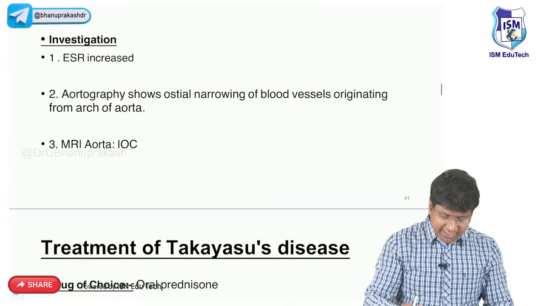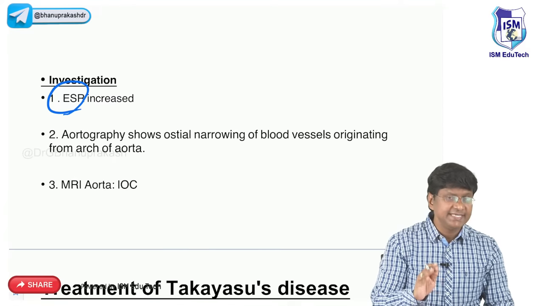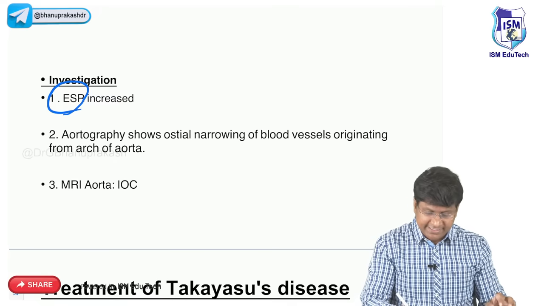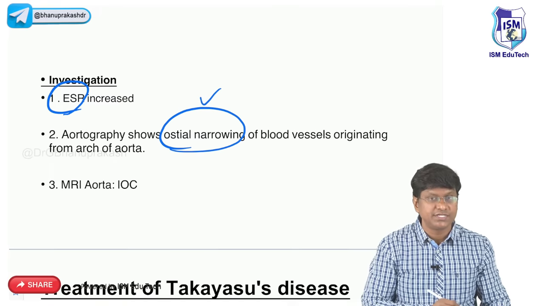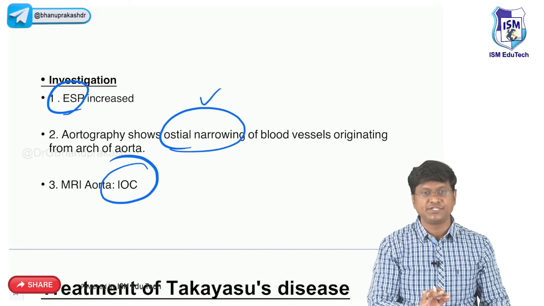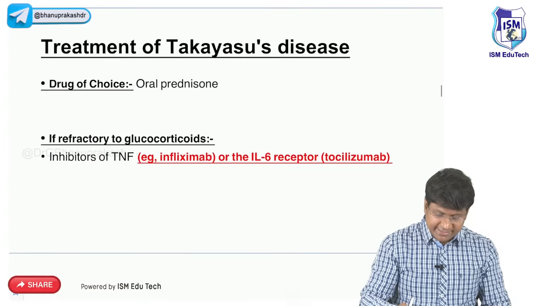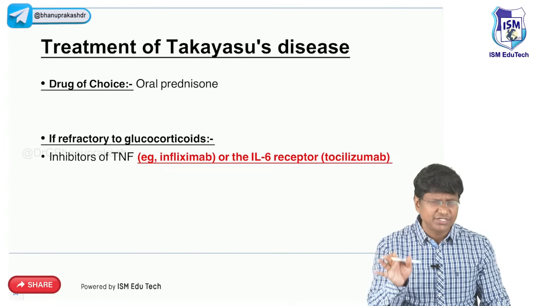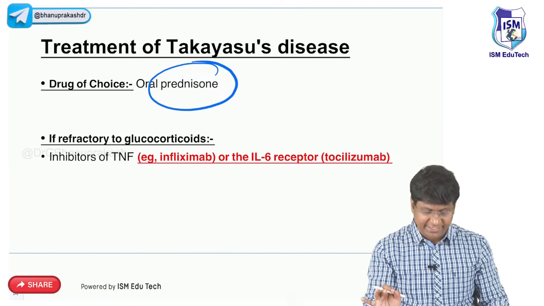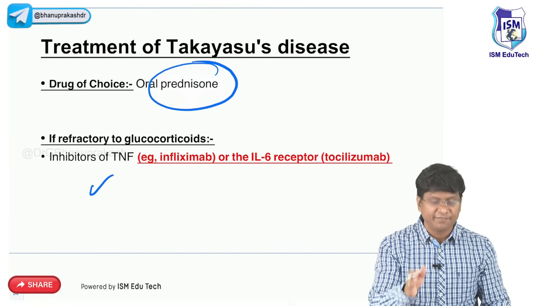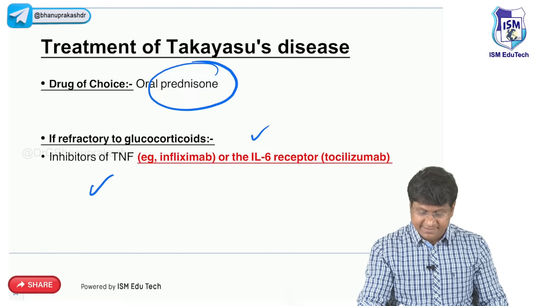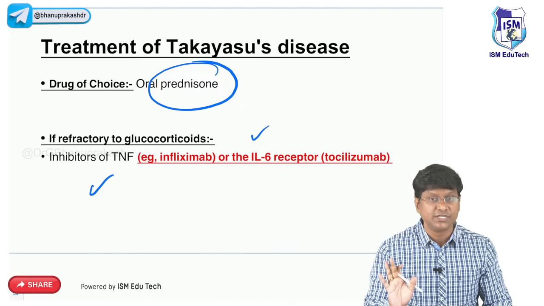Now, how do you work up these patients? The ESR will definitely be elevated. Then whenever you do an aortography, that will show you the presence of ostial narrowing. And MRI of the aorta is considered the investigation of choice in patients with Takayasu arteritis. Then what exactly is the drug of choice? In the majority of the forms of vasculitis, the drug of choice will be the steroid, that is prednisolone. And in those individuals who are refractory to steroids, you need to give an interleukin 6 receptor blocker, that is tocilizumab, right?